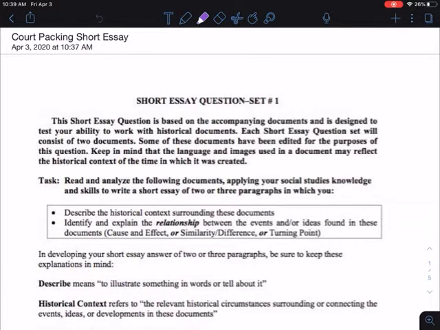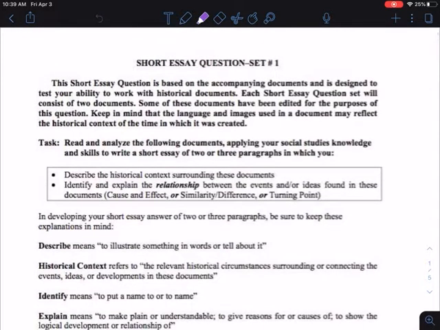So this first page, we've seen it a million times before, but this is going to be your question here. And your first bullet point, remember, describe the historical context. You know what's coming next. What is the historical context? That is the background. And what else? Outside information. So what do you know about these documents? What happened before? What happened after? Everything that is surrounding what you're seeing in the documents.